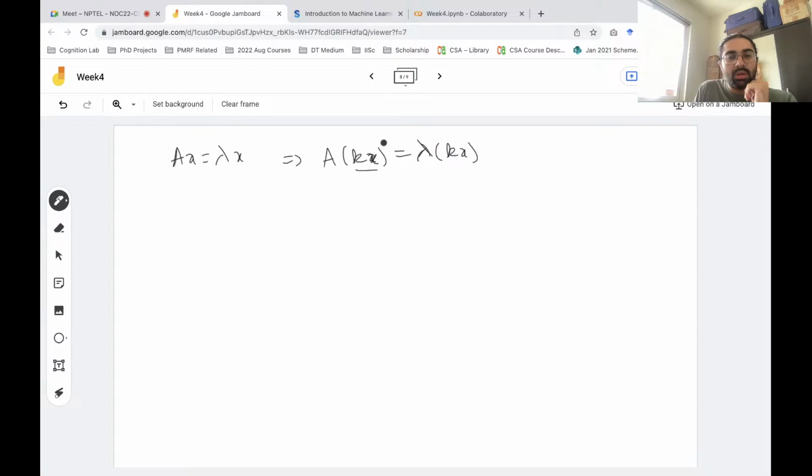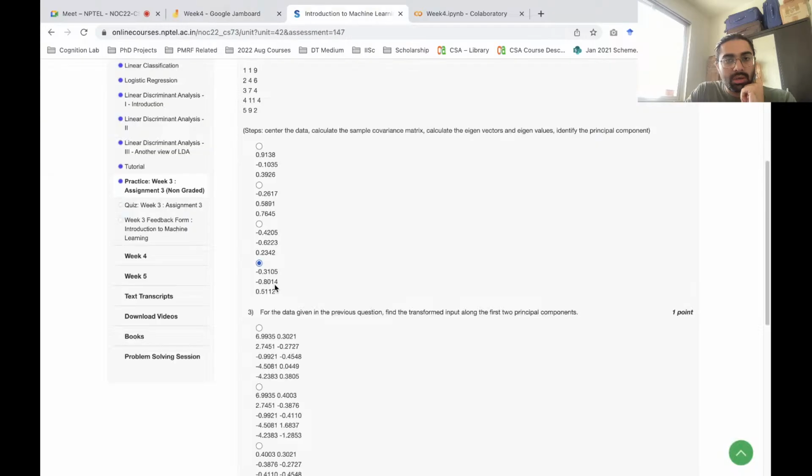So in this case, the NumPy solver gave us an eigenvector like this. If I multiply this with -1, I basically get the answer here: -0.31, -0.8, and -0.5. Okay, so this is the answer for the second question.